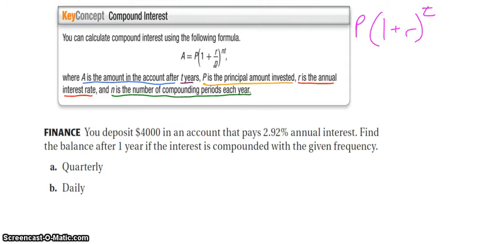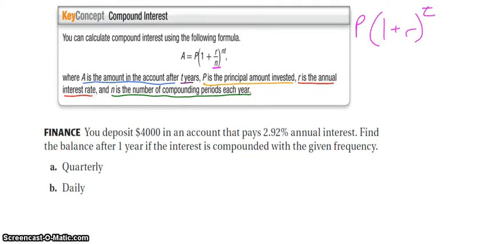Everything else looks the same. The only difference is that n is both divided into our rate, which is as a decimal, of course, and then being multiplied by our time. So we're kind of accounting for it two ways, but both of those kind of balance everything out. So let's take a look. And the important thing is that you are able to identify, well, what is your n? What are these different variables?